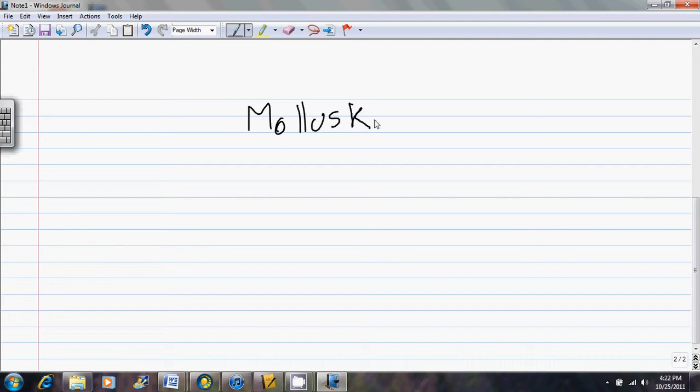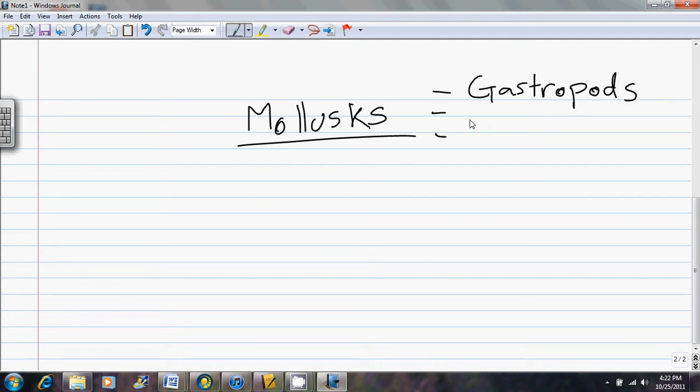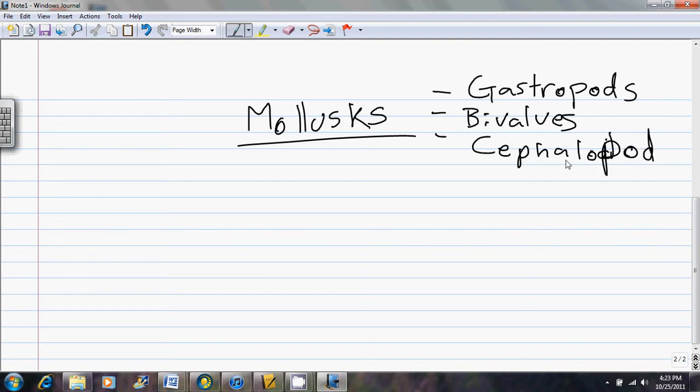And mollusks are actually very special little animals because they have a different grouping, and their grouping you can have either gastropods, you can have bivalves, and you can have cephalopoda or cephalopod. Whoops. Cephalopod. And this one's going to be your squids, octopuses, and nautilus.